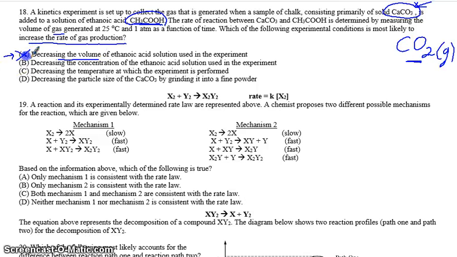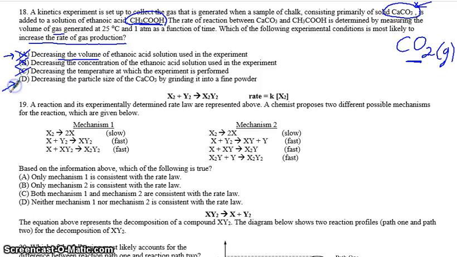This one's out. B says decrease in the concentration of the ethanoic acid. This is the same thing. If you decrease how much reactants you have, you'll actually decrease the rate. C says decrease in the temperature at which the experiment is performed. Temperature has a positive effect. Increasing the temperature increases the rate. So decreasing it will actually decrease the rate again.